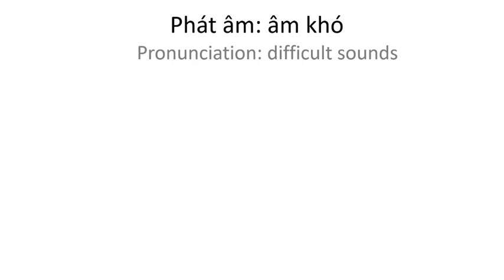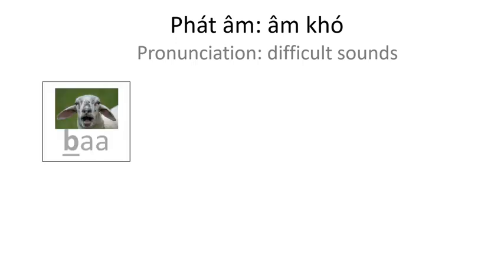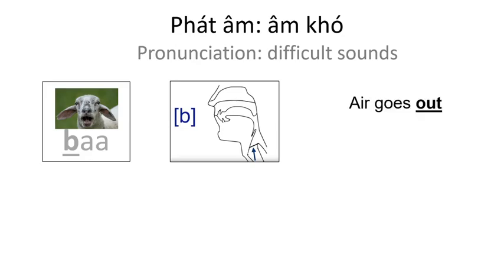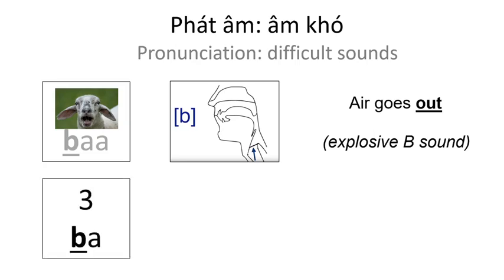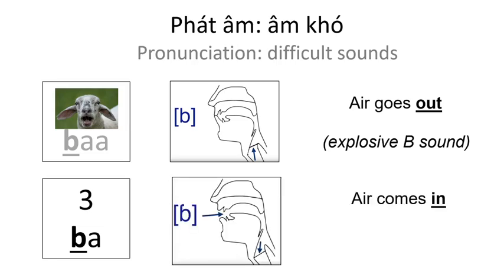So before we look at tones, there's a couple of other sounds we need to take a look at. The English B, ba. This is when air goes out. It's an explosive B sound, ba. Contrast this with the Vietnamese ba sound, ba, ba. This is where air comes in. It's called an implosive B sound. And you can see from the diagrams that in the latter, the glottis is depressed, which means air flows into the mouth and creates this characteristic ba sound.